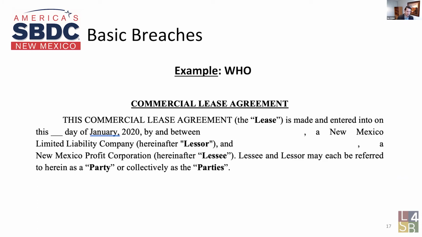Either you could be binding the wrong entity to the contract. An example in a commercial lease agreement: let's say you want your business LLC to be the lessee, the party who's on the hook for the lease, but you don't read the lease and then you sign it and it turns out your personal name is listed as the lessee. Oh, well, you are personally on the hook for that lease, even if your company folds. I mean, keep in mind with leases, you often are anyway because of personal guarantees, but this is the first thing you need to check: making sure that the parties are absolutely right.